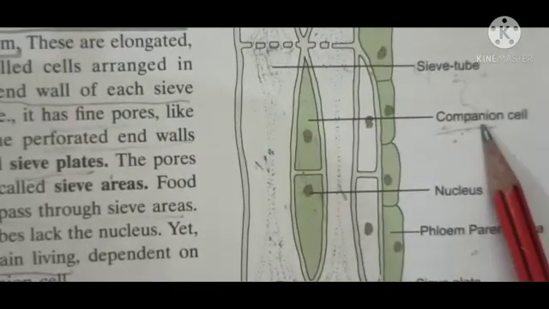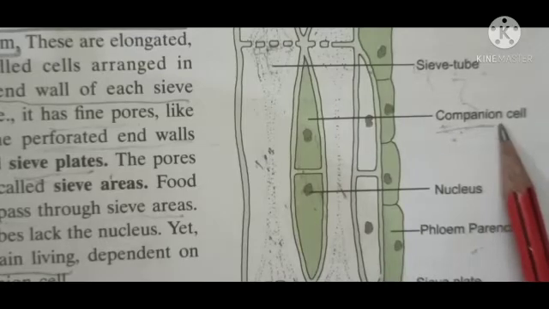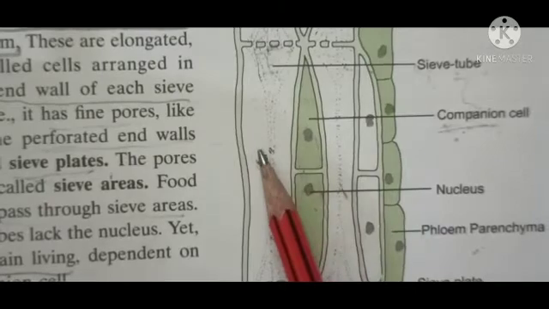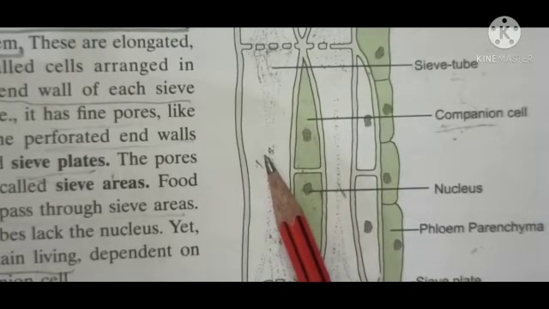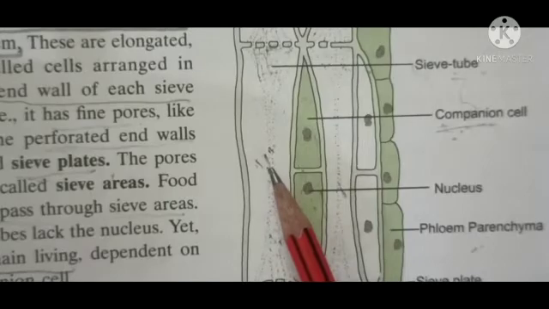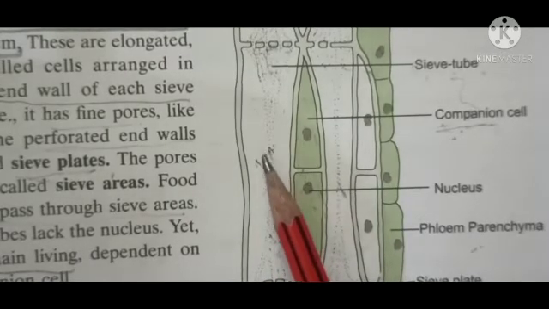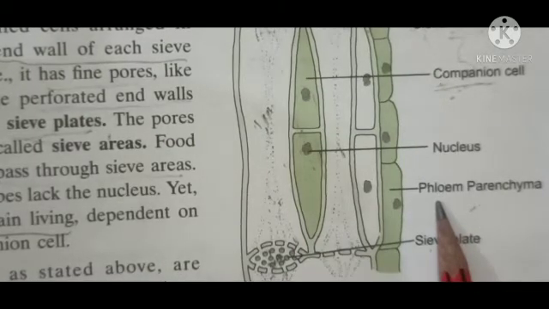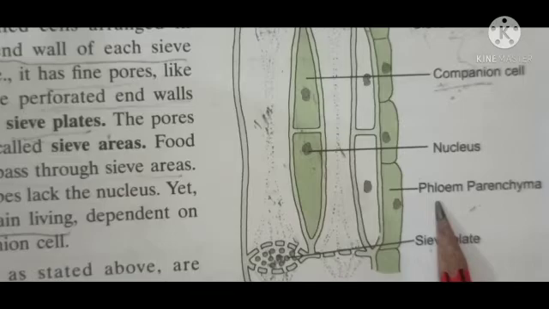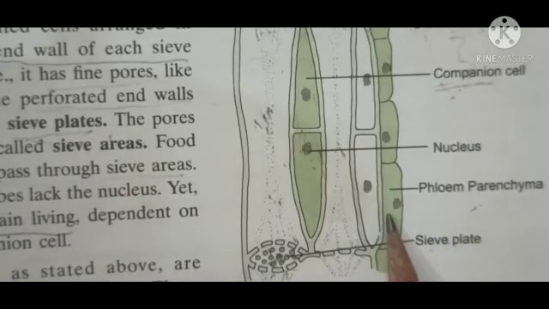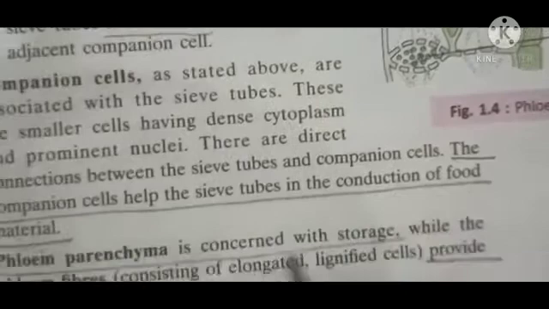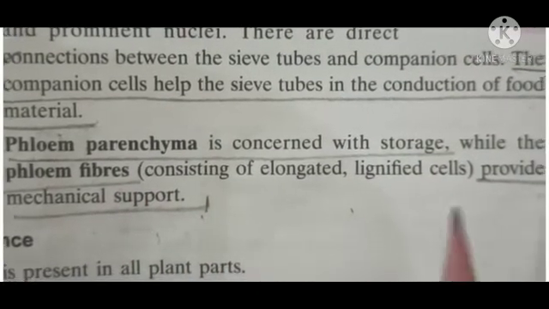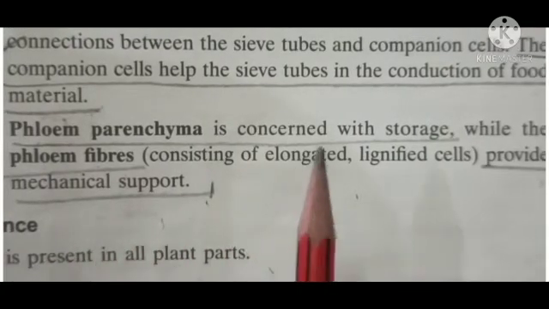Now next is companion cells. Companion cells help the sieve tubes in conduction of food materials from one part to another. Right? Now third is phloem parenchyma. Phloem parenchyma is concerned with the storage of food. And now the fourth one is phloem fibers. And what do phloem fibers provide? They provide mechanical support to the phloem tissue.